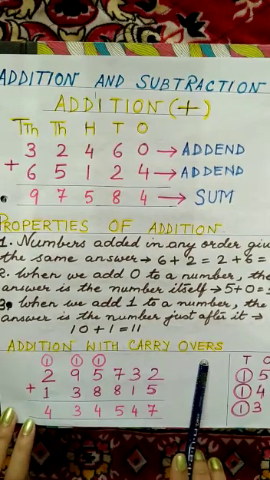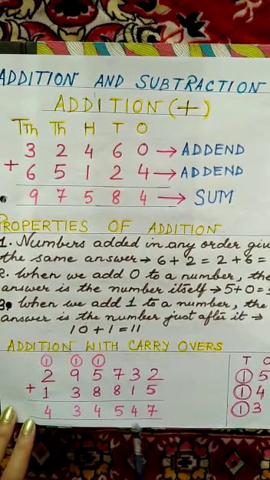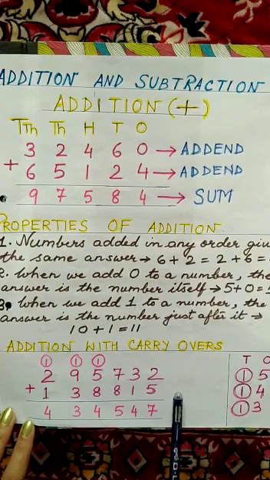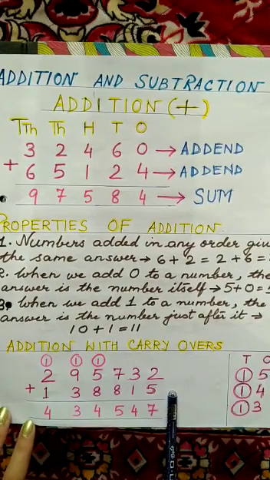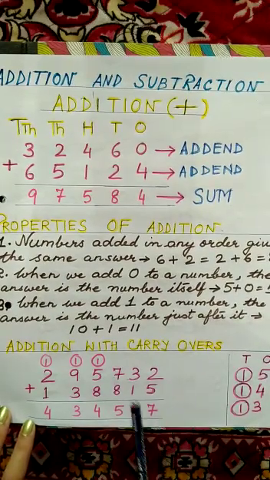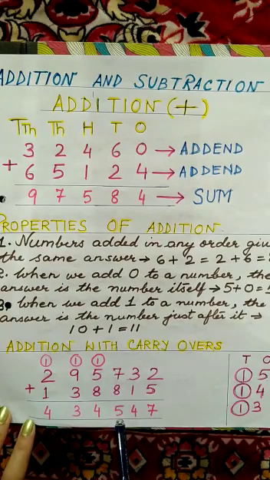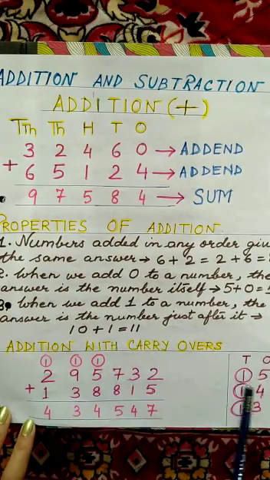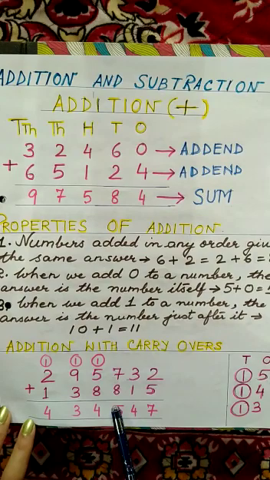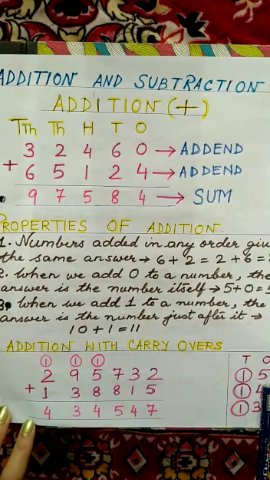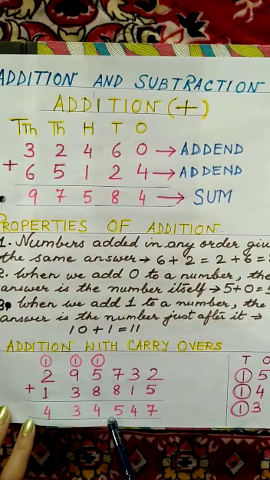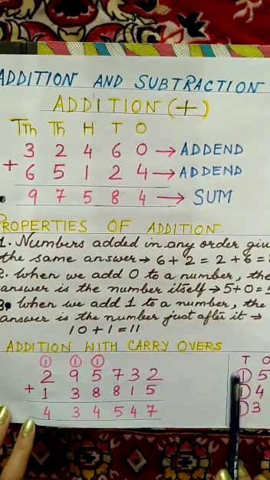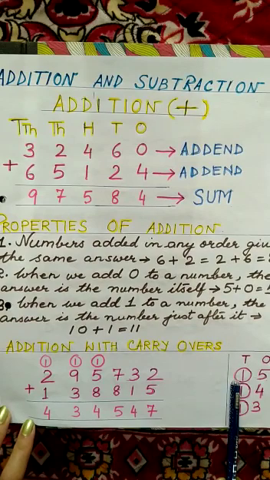Addition with carryovers. Now let us see how we do addition with carryovers. Now children, why do we carry over? We carry over because sometimes while adding two digits, we get a double digit answer. So when we get a double digit answer, we put down the digit which is in the ones place and we carry over the digit which is in the tens place.